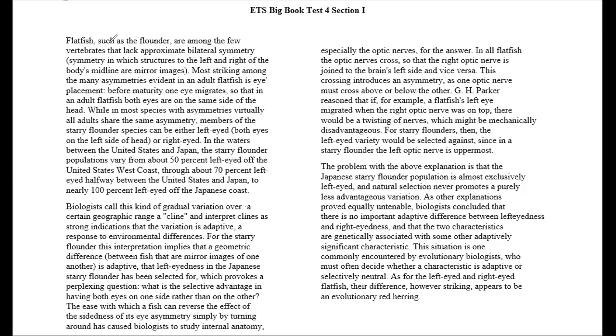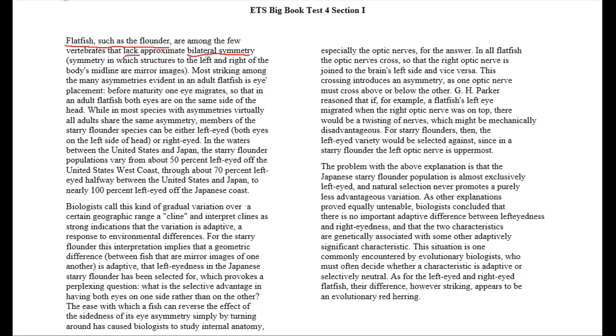So flatfish, such as the flounder, are among the few vertebrates that lack approximate bilateral symmetry. Okay, so the passage is about flatfish, such as the flounder, all right? Among the few vertebrates that lack something, okay? So what they lack is bilateral symmetry. Now, what bilateral symmetry is, is then explained in the next sentence.